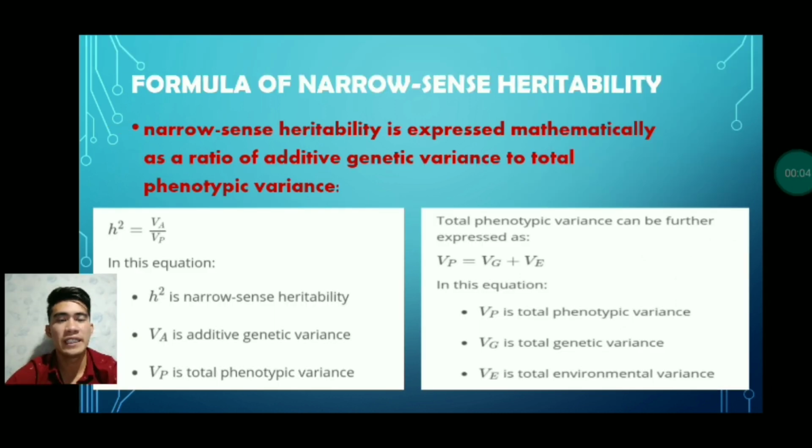Formula of narrow sense heritability. Narrow sense heritability is expressed mathematically as a ratio of additive genetic variance to total phenotypic variance. Here is the formula of narrow sense heritability. Narrow sense heritability equals additive genetic variance divided by total phenotypic variance. Total phenotypic variance can be further expressed as phenotypic variance equals total genetic variance plus environmental variance.